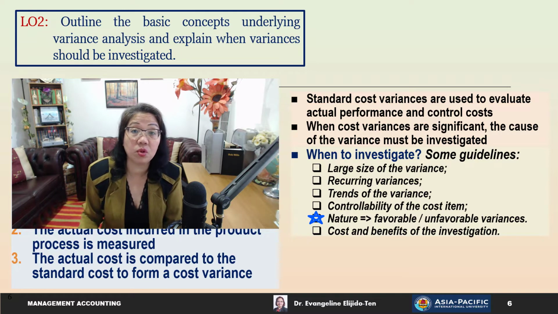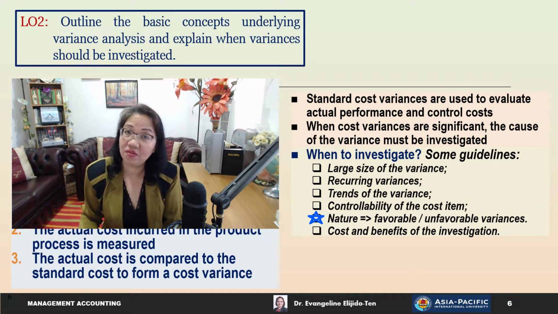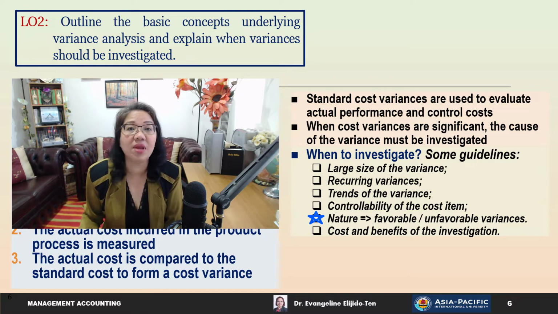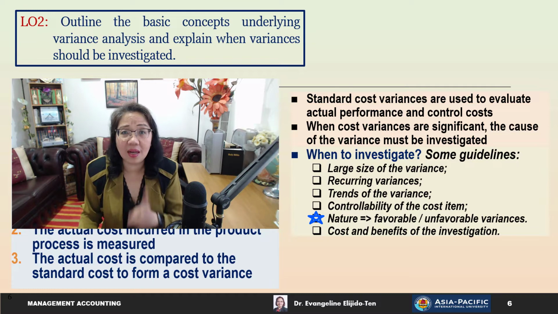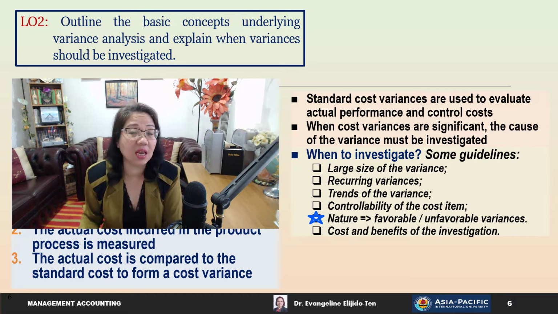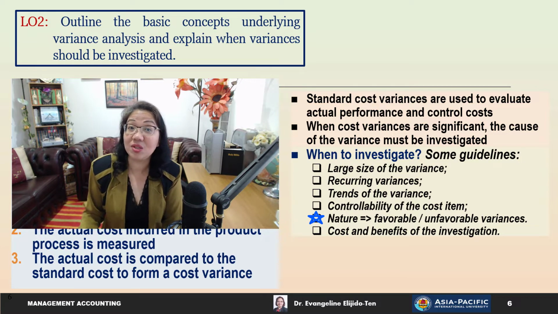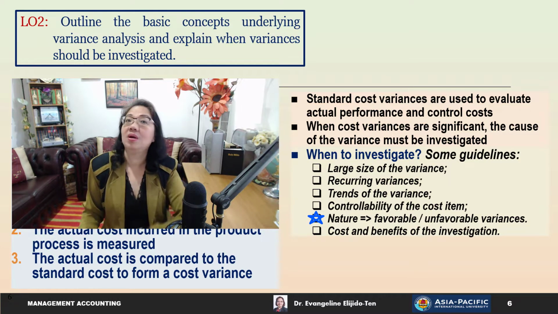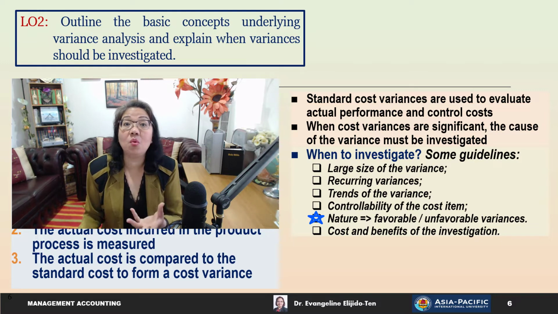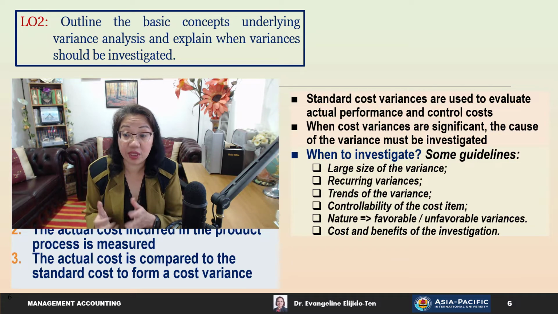Is it favorable or is it unfavorable? If it is a large unfavorable variance, definitely you need to investigate it straight away. But if it is a large favorable variance, do you still have to investigate? Well, the answer is yes, you still need to. Because again, it may be that your standard costs may need to be adjusted. Or it may be that someone has been recording wrongly, all right? And therefore it needs further investigation.